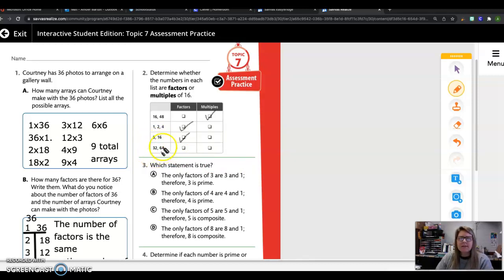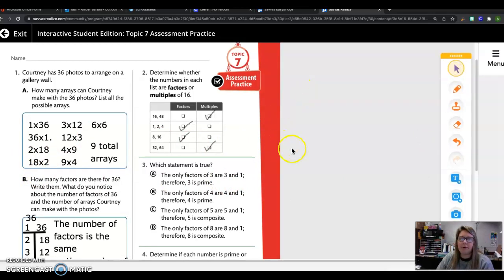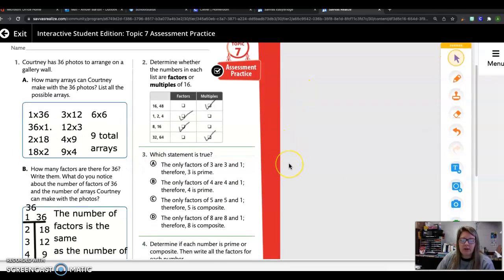All right, let's look at this last set of numbers right here. We have 32 and 64. Can you multiply 32 times anything to get to 16? No. What about 64? No. So we know that these two numbers must be multiples of 16. Okay, any questions about this one? Wonderful. Let's move on to number 3.